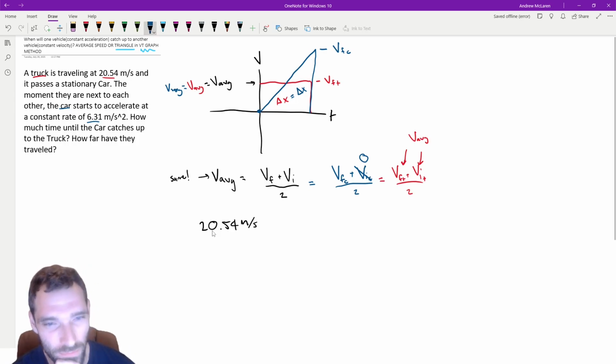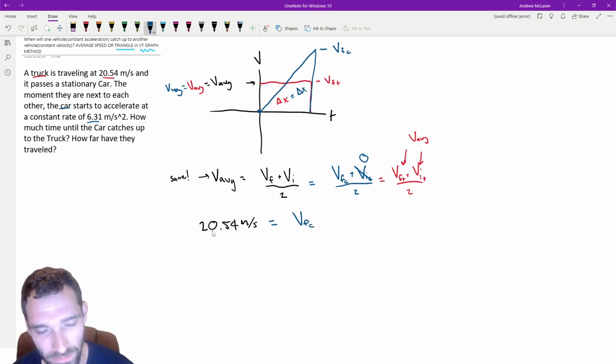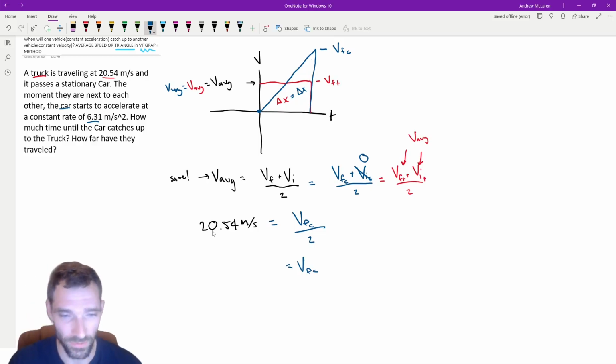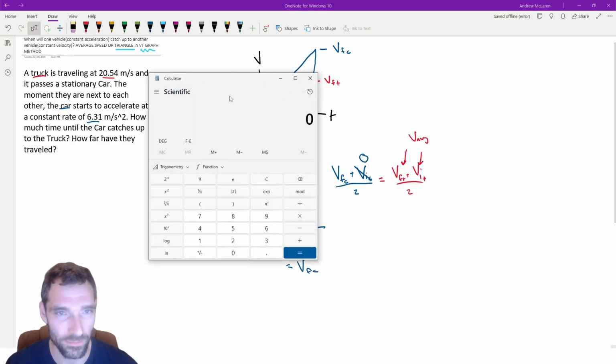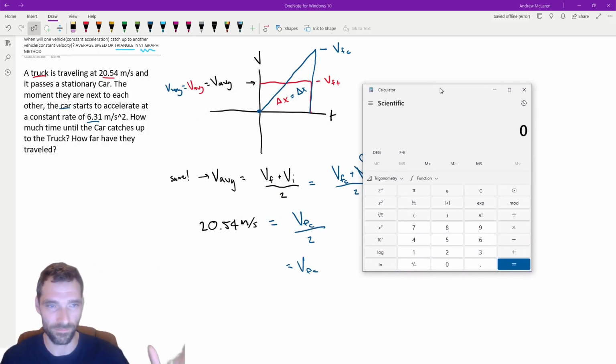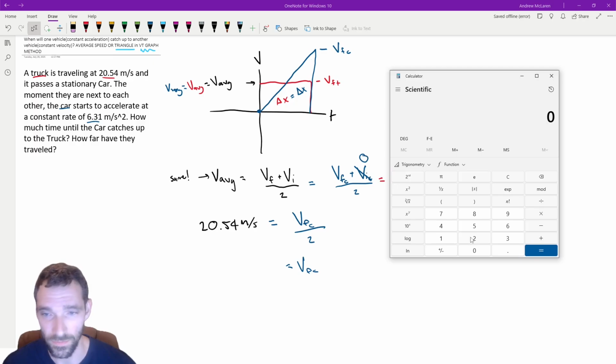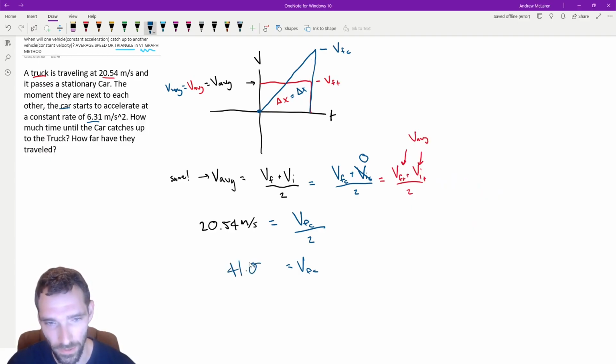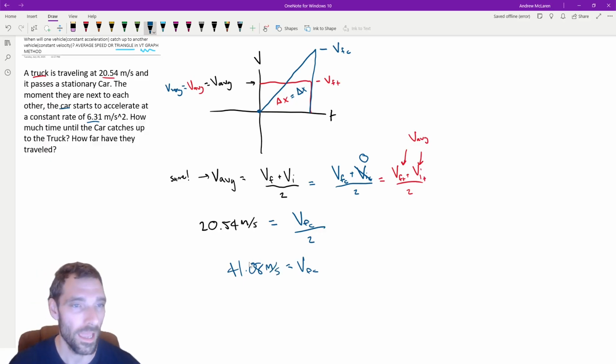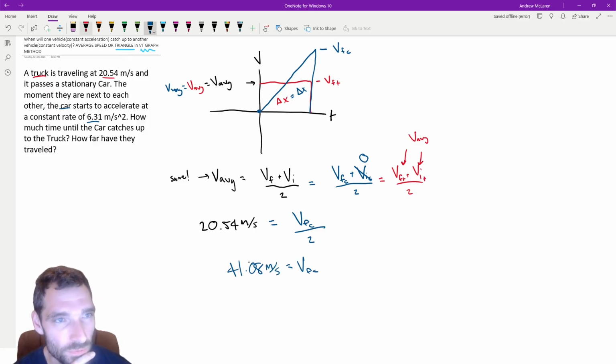So in other words, we've got this VC final divided by 2, because that plus 0 divided by 2 would give us this number. So the VC final in this problem is just twice the average. So it's fairly straightforward to calculate that number. These objects will have caught up to each other, in other words, when this thing's going twice as fast as the other one. So we've got that 20.54, just times that by 2, and we get 41.08 meters per second.